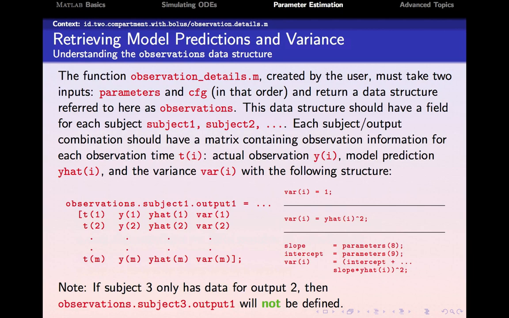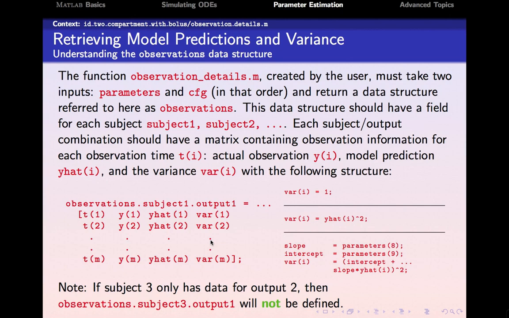that matrix should contain a column of times representing the observation times. The second column should be a column of observations representing the actual observations. The third column should represent the model predictions for the set of parameters that are sent into this observation_details file. And then the last is going to represent your variance model. So these are columns here. The first column is time, the second column is the actual measured values, the third column are your predicted values according to the model, and then the fourth is some model of your variance.